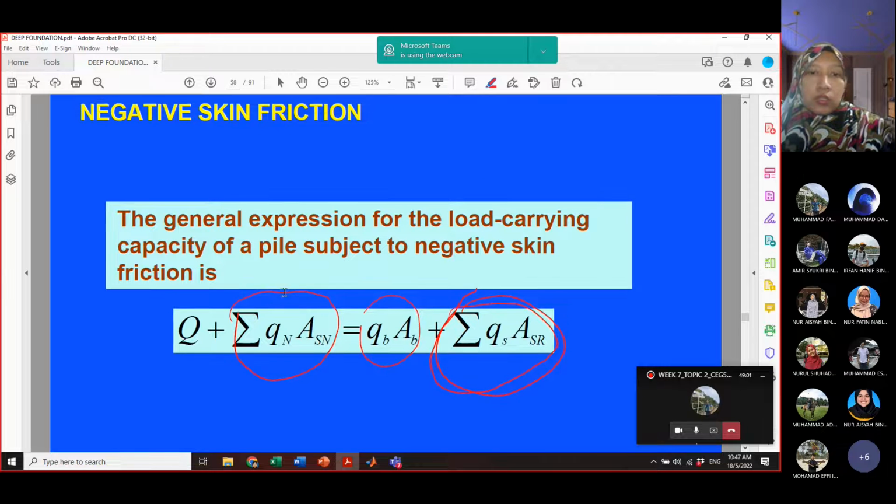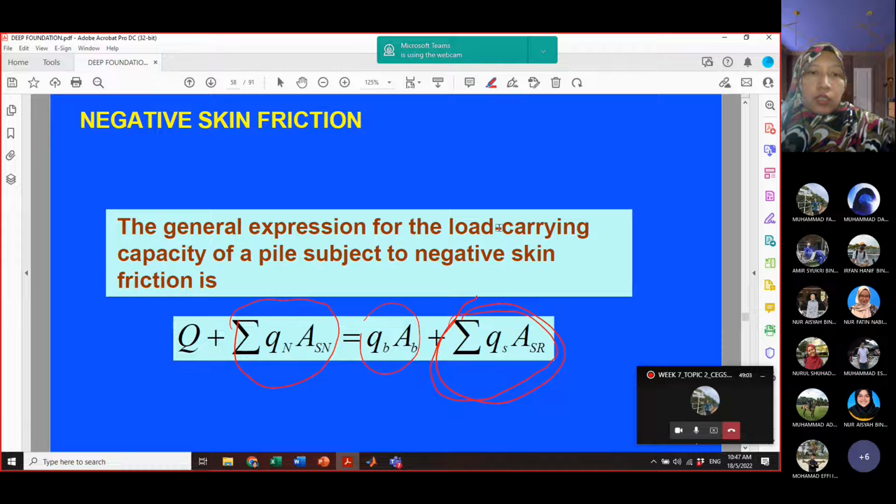The general expression for the load carrying capacity of the pile subject to negative skin friction is given here: Q equals summation Qn ASN. So Q is QB plus QS, which is still the same, consisting of the end bearing plus the skin friction.